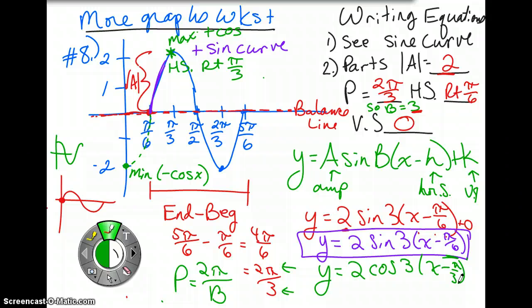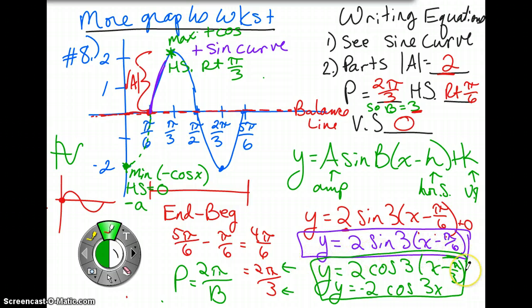If we started down here at the minimum, I have no horizontal shift, and it has to be a negative a value in the very front. So this would be y equals negative 2 cosine of 3x. Either of those is correct and would be perfectly acceptable for your answer. So you have to give me one sine equation though and one cosine equation. Okay? So this one didn't have a vertical shift, so let's actually switch it over to one that does.